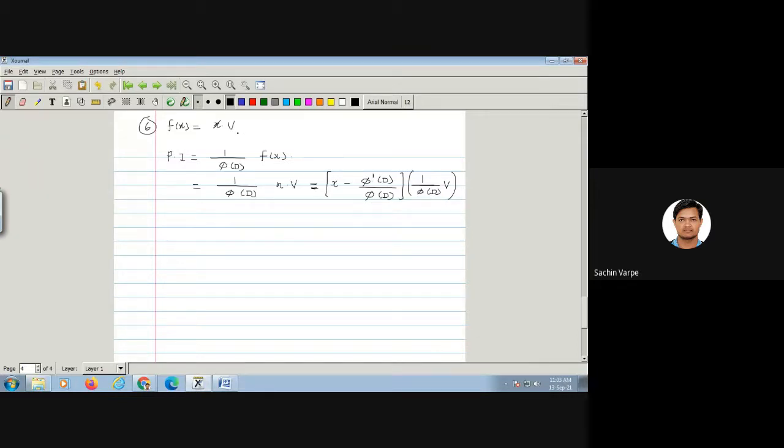So here the first thing is that remark or note. First note is power of x must be 1. And second is this 1 upon phi of D operator on v should not be the case of failure. If it is case of failure, then we cannot use this case. Is this clear to everyone about the case number 6?